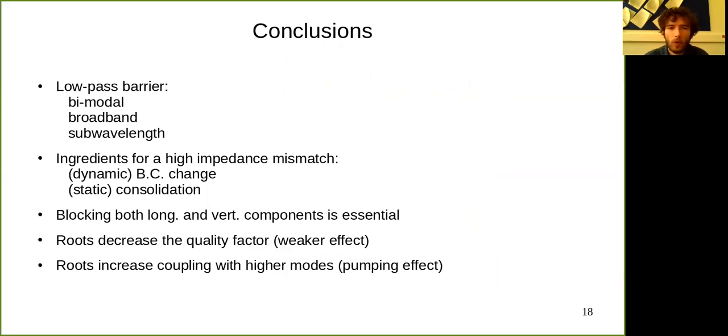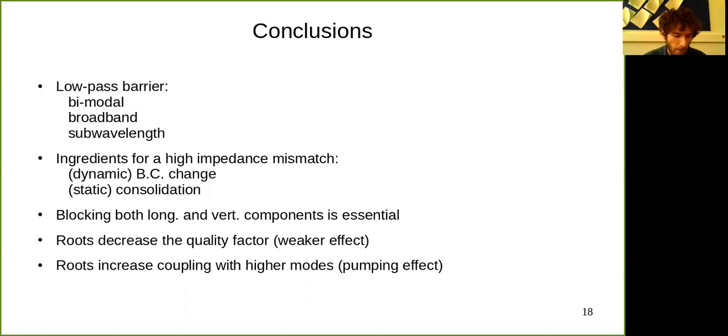I have shown that the effect results from 2 ingredients. The first one is a boundary condition change, which is a dynamic effect. The second ingredient, important also, is that we should induce some consolidation. This is a static effect. If you do complementary numerical analysis, you can see that it is very important to block both longitudinal and vertical motions. Otherwise, you have a significant mode conversion and transmission at the surface.